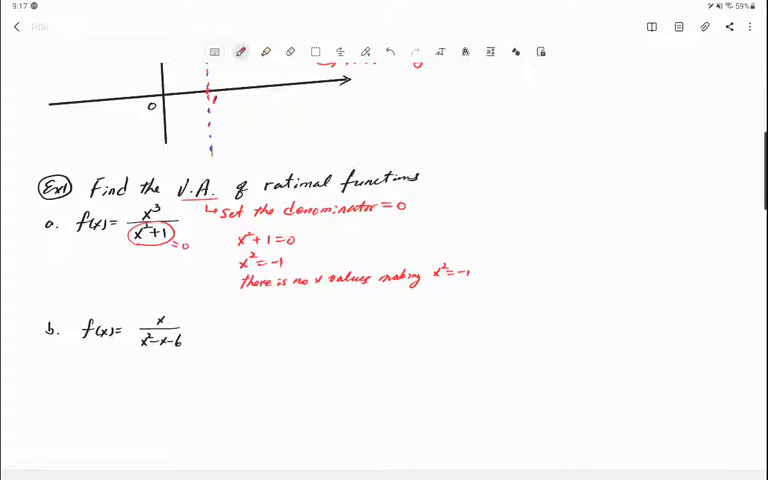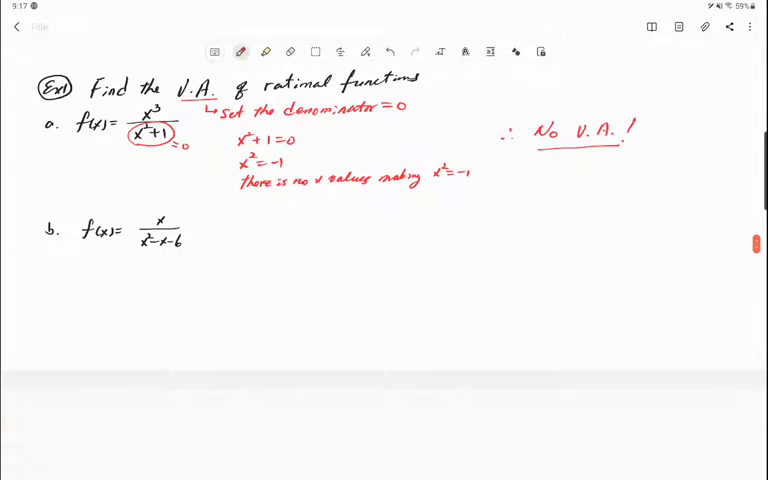Therefore there is no vertical asymptote. Can you see it? If we can find any x value that makes the denominator 0, then that's the vertical asymptote. But in this case, there's no vertical asymptote. Okay, how about the next function?